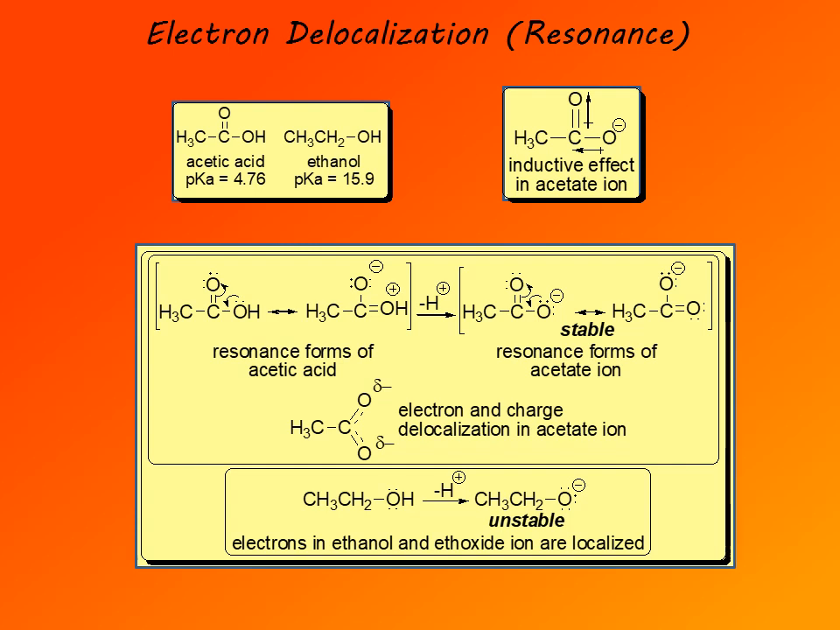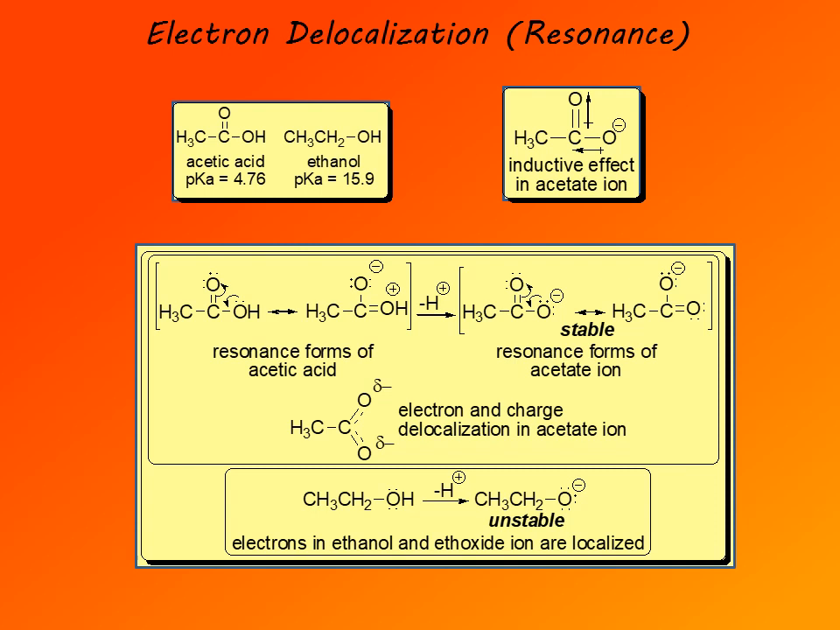The actual structure of acetic acid is somewhere between the two. It's combination of the two. So neither structure accurately represents acetic acid, but the actual structure is combination of the two. You can see that as a result of it, oxygen that is attached to hydrogen develops partial positive charge and partial electron deficiency.